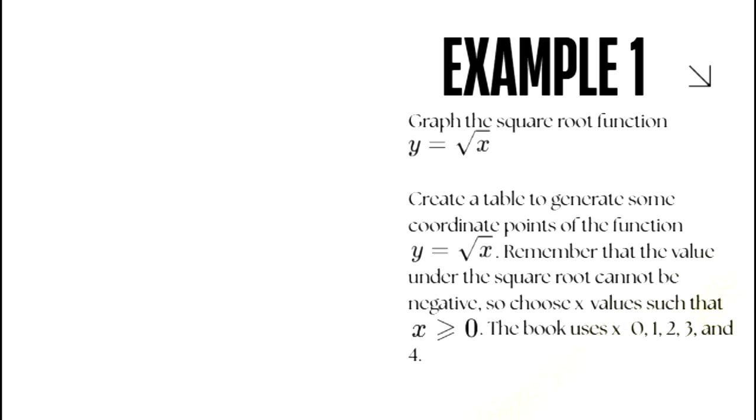We'll do this together. So, create a table to generate some coordinate points of the function y equals the square root of x. Remember that the value under the square root cannot be negative, so choose x values such that x is greater than or equal to 0. The book uses x equals 0, 1, 2, 3, and 4. So we'll go ahead and do this.